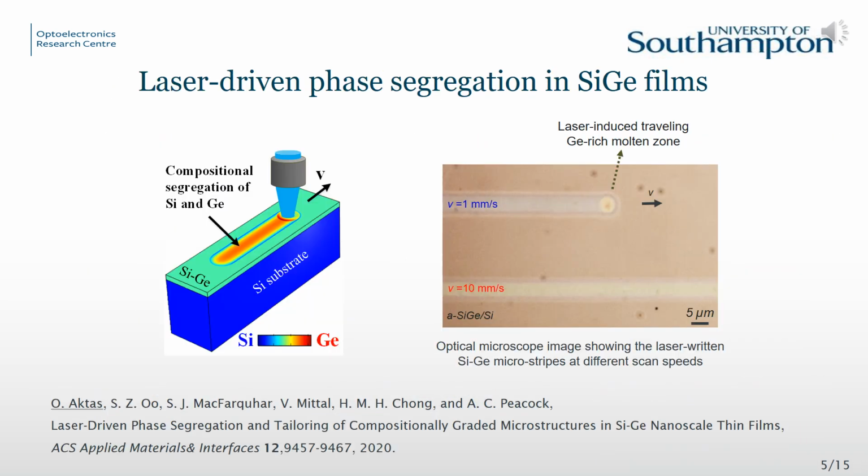In this talk, I will present another approach to fabricate graded index silicon germanium waveguides. The proposed mechanism is based on compositional segregation of silicon and germanium as opposed to the diffusion process. Recently, we systematically investigated laser-driven phase segregation in amorphous silicon germanium thin films. The laser writing setup and compositional redistribution can be seen in the schematic. On the right, the optical microscope image shows two 7-micron wide silicon germanium microstripes laser-written at scan speeds of 1 and 10 mm per second. The difference in the color contrast reveals the scan speed dependent germanium redistribution on the top surface.